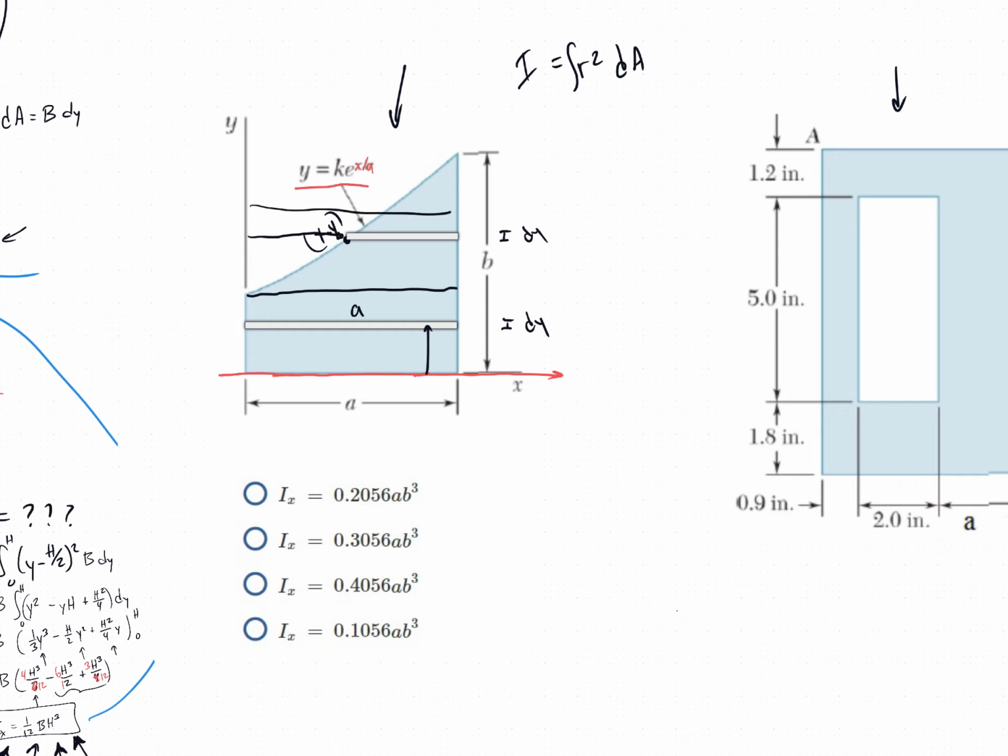This right here is a. So this distance right here is a minus x. Okay, so the area here, the dA here equals a minus x times dy. And over here, dA equals a times dy.